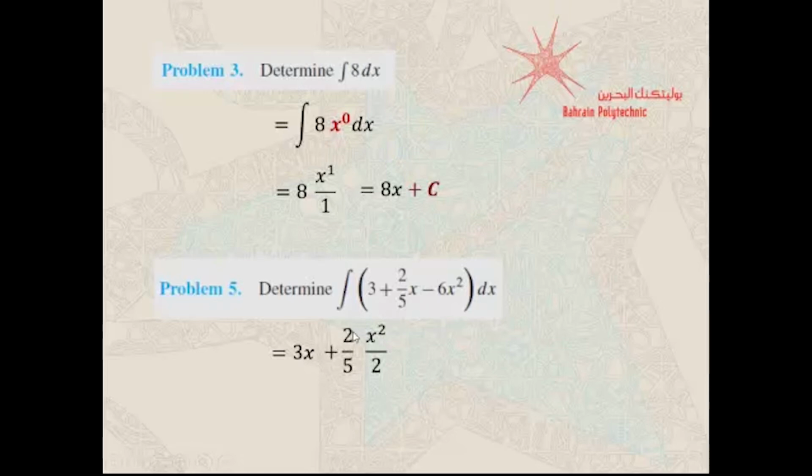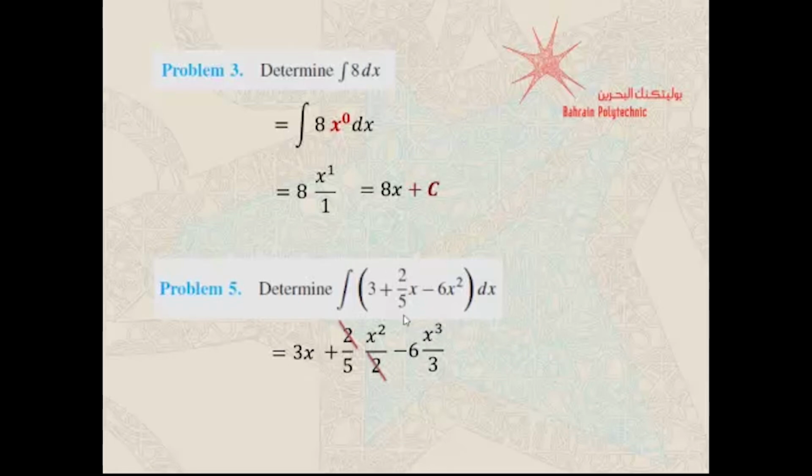We go to the next term. You've got 2 over 5. This is 2 over 5, and then the x, this is x to the power of 1. I increment the 1 by 1. It becomes 2. And I divide by the new power 2. Well, here I have got some simplification that I can do. The 2 can be crossed out with the 2. And I'm going to be left with x squared over 5.